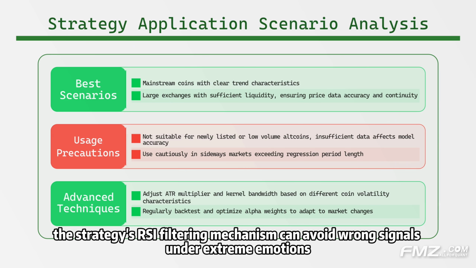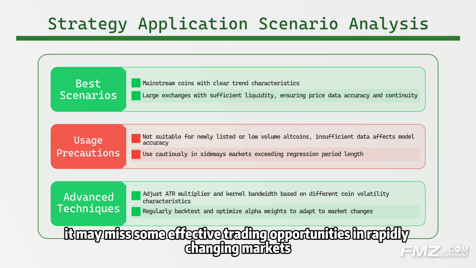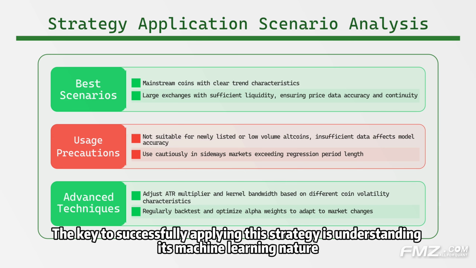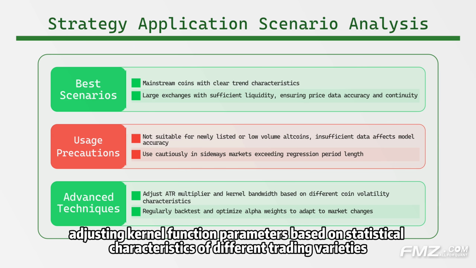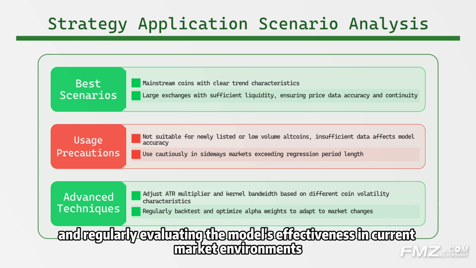Additionally, while the strategy's RSI filtering mechanism can avoid wrong signals under extreme emotions, it may miss some effective trading opportunities in rapidly changing markets. The key to successfully applying this strategy is understanding its machine learning nature, adjusting kernel function parameters based on statistical characteristics of different trading varieties, and regularly evaluating the model's effectiveness in current market environments.